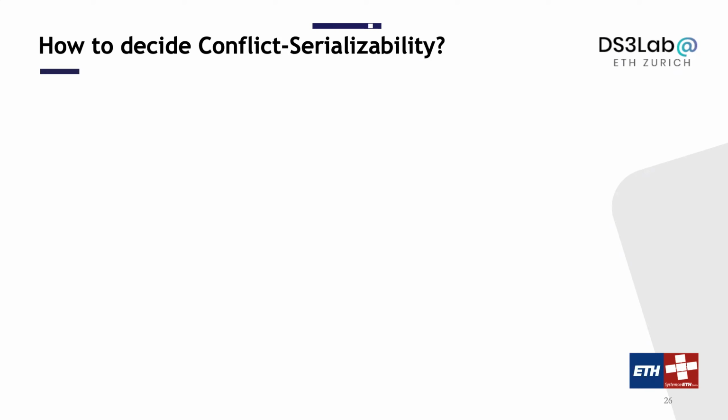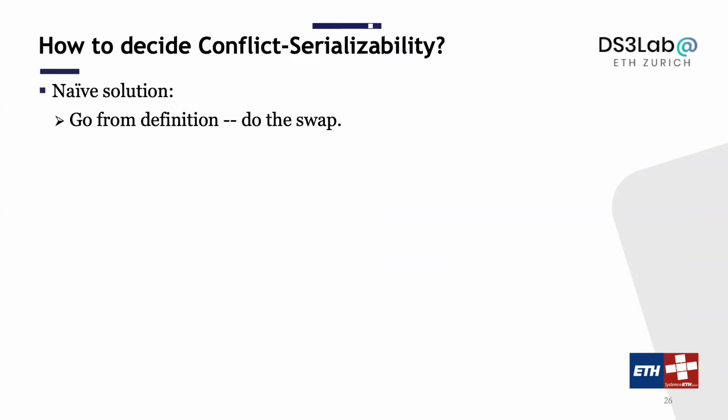So now we understand these two notions of serializability. Let's try to ask another question. That is, given one schedule, how can we decide whether it is conflict serializable or not? There's a naive solution: you can go back to the definition and just try to do the swap. You keep playing with it to see whether you can swap adjacent non-conflicting operations.